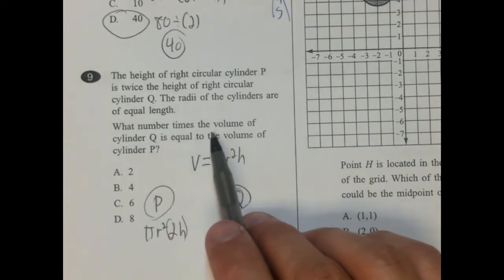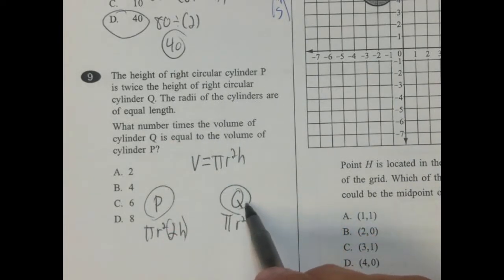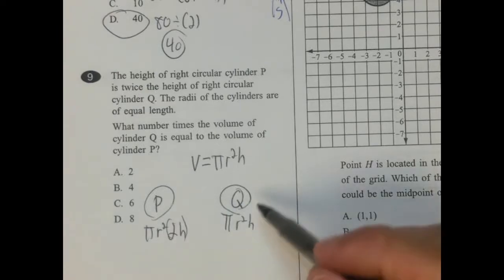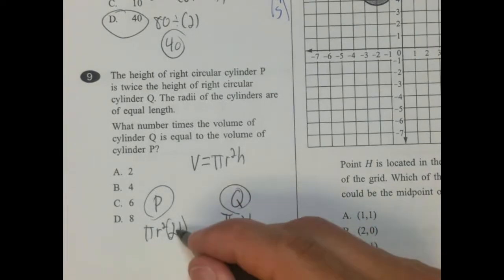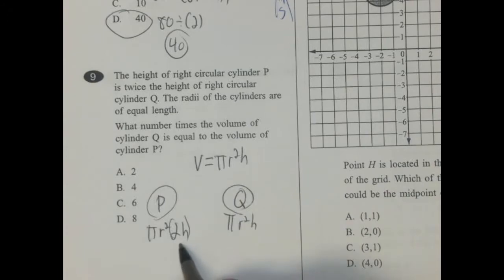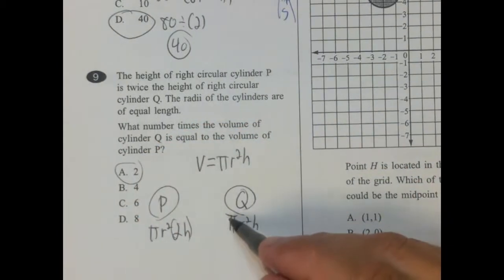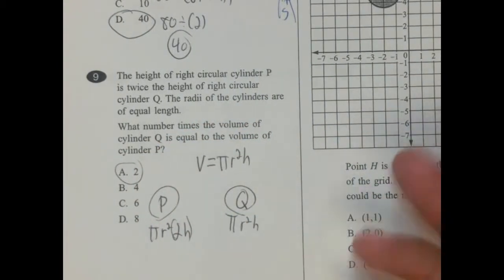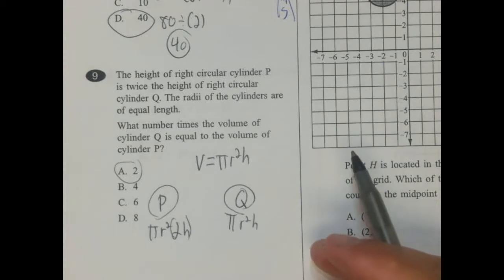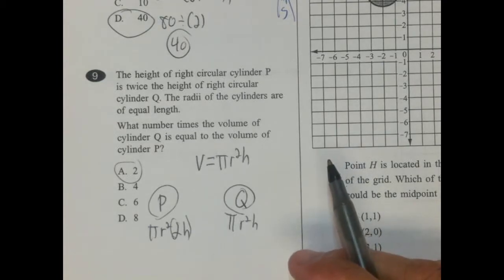What number times the volume of Q is equal to the volume of P? So if I figure this out, this is basically double that in terms of what you're multiplying it by. If you multiply this by 2, it goes right here, and the order doesn't matter because multiplication is commutative. Yeah, it should be 2.